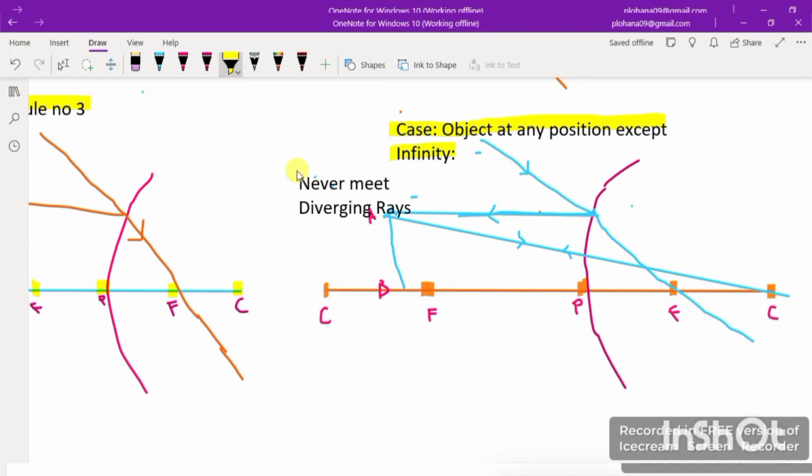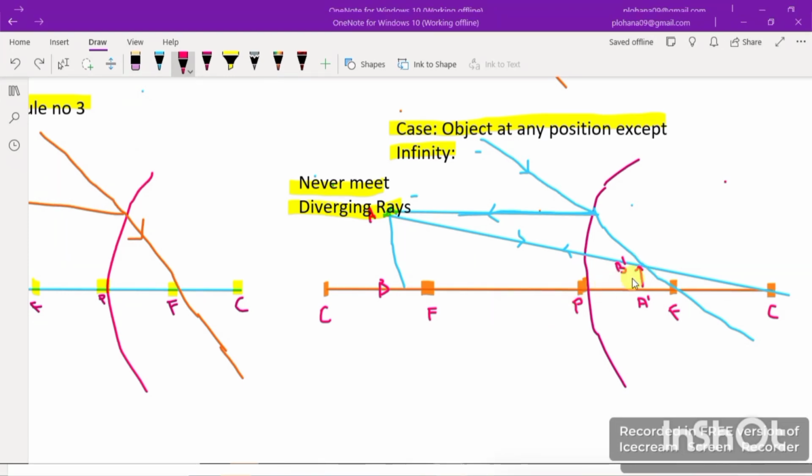Wait, let me mark it. They cannot meet. And see, after the convex mirror, what the picture is forming. The picture will be formed here somewhere from the principal axis to this. This would become A dash. This would become B dash, right? So the picture would be here somewhere, right? So the image which will be formed here will always be behind the mirror, right?